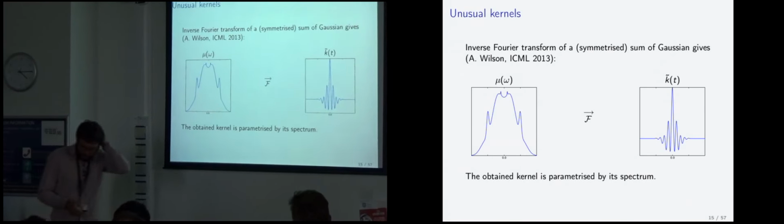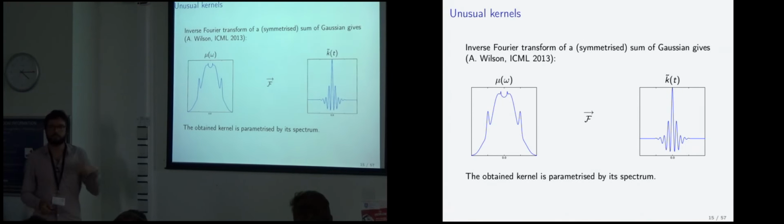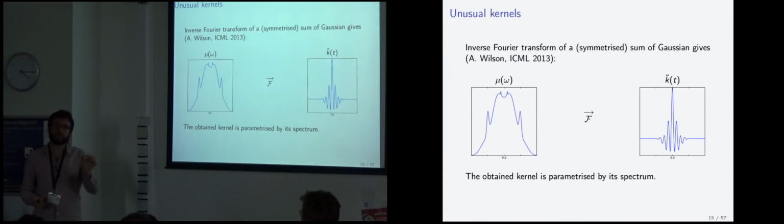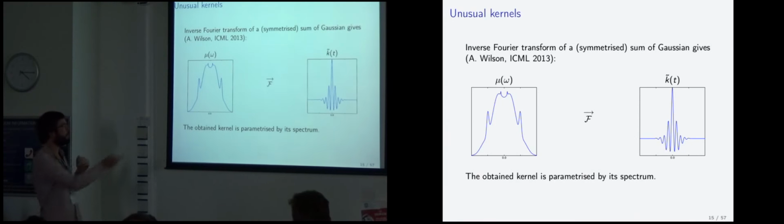And there's some work from Andrew Wilson that uses this theorem to build new covariance functions. He parameterized the kernel by a sum of Gaussians in the Fourier space, in the spectrum. And since everything here is positive, we know that by taking the Fourier transform, we'll end up with something that is a valid covariance function. And this is just a sum of Gaussians, so it's parameterized by the location, the width and the amplitude of each of the Gaussians we are summing over here.